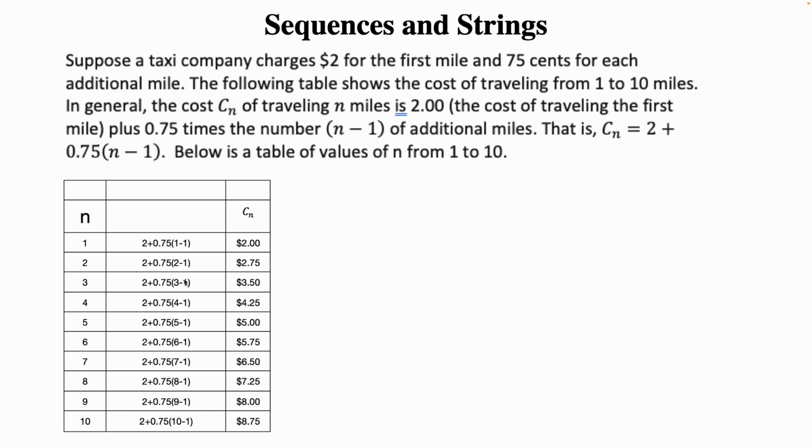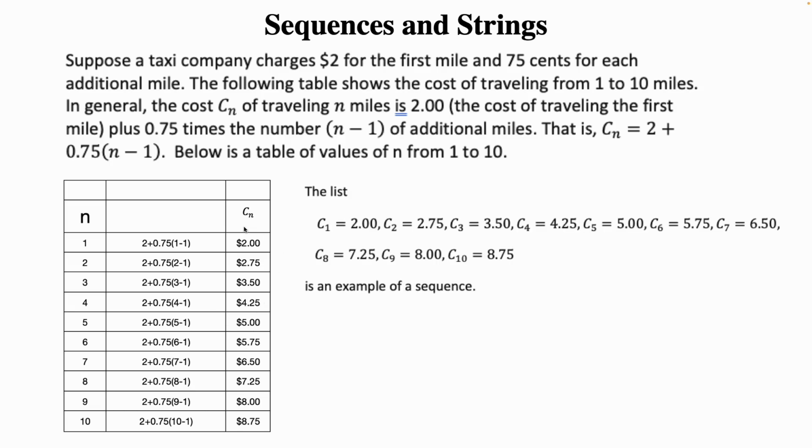And you can see as n moves up, you're just subtracting 1 from n and multiplying by 75 cents and adding it to $2. And that gives you the price for the taxi cab up to 10 miles. This list of numbers that you could list as C1 is 2, C2 is 2.75, C3 is 3.50, and so forth, is an example of a sequence.